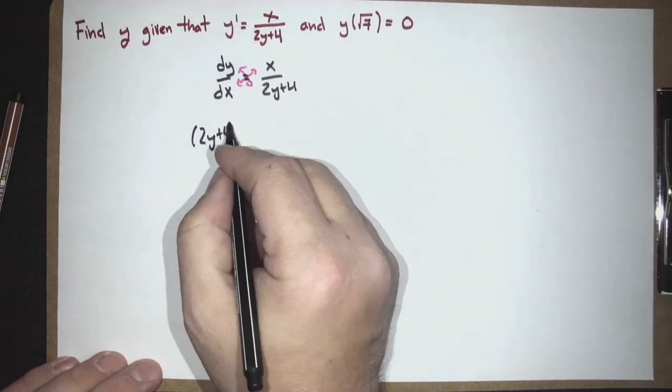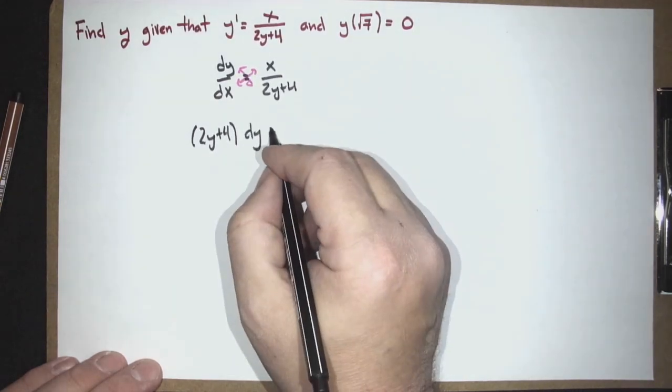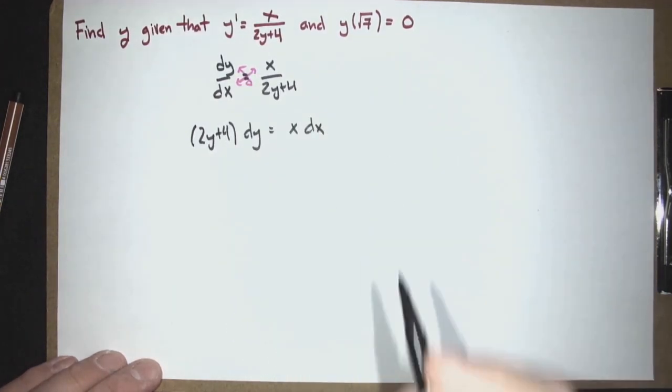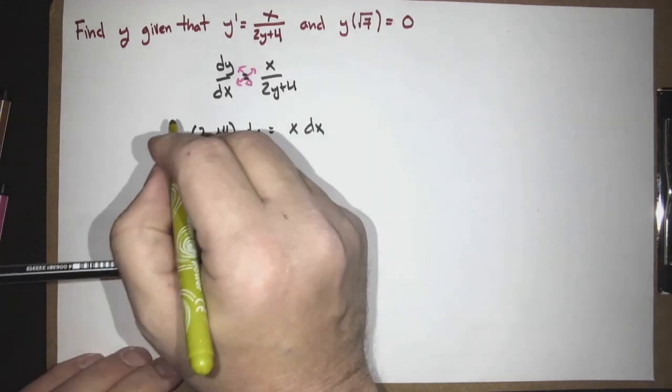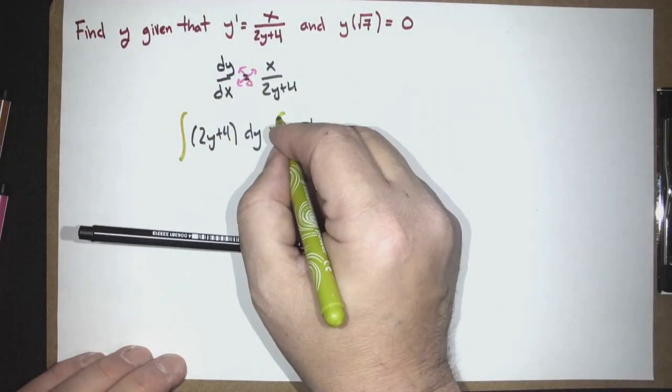So, 2y plus 4 dy is x dx. So that's step 1. We're a third of the way done. Now that doesn't mean we got a third of the points, but probably we got a couple points. Now what? Integrate. We're going to integrate both sides.